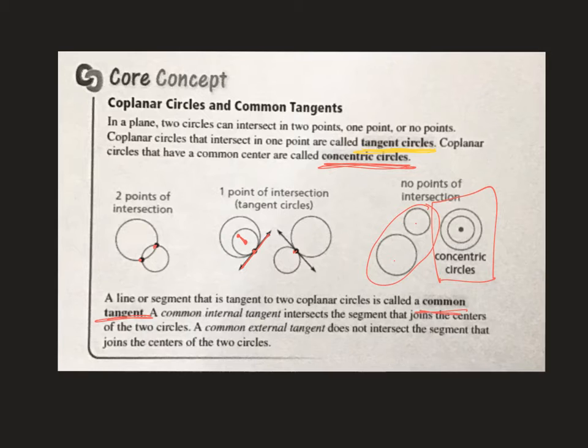But when we have a common internal tangent, that segment intersects the tangent. So we've got the center, if we form that with a segment, it goes right through that point of tangency. It goes right through that tangent line. So this would be a common external tangent. This would be a common internal tangent.